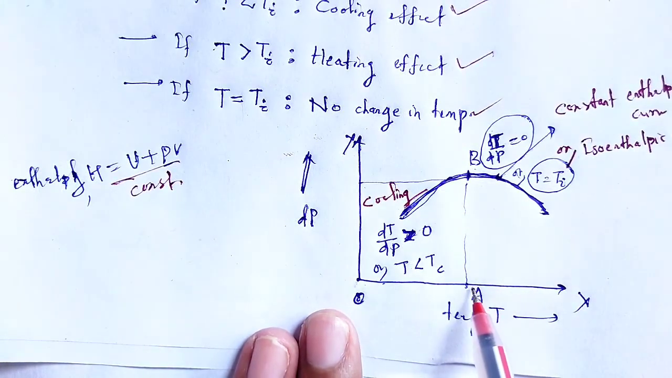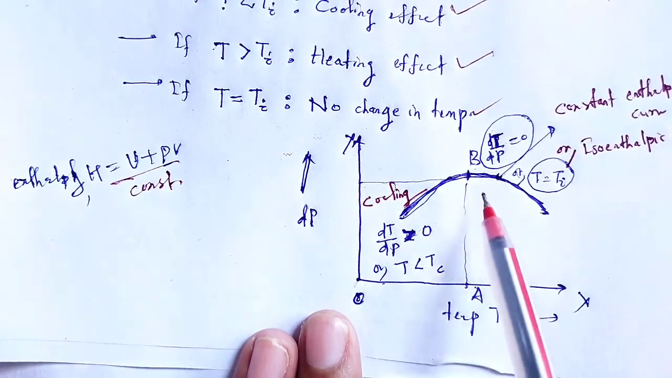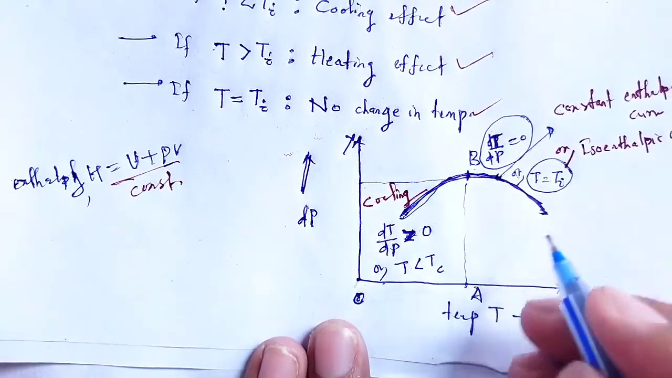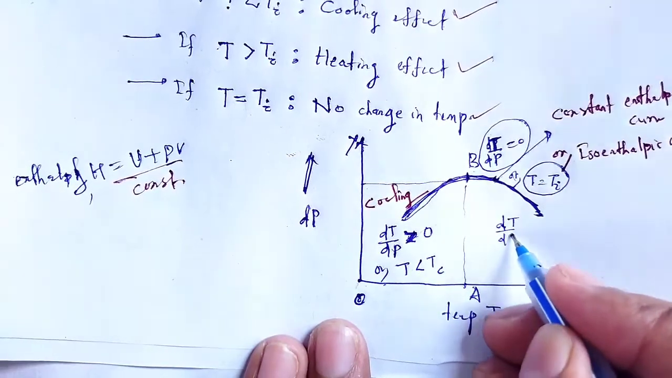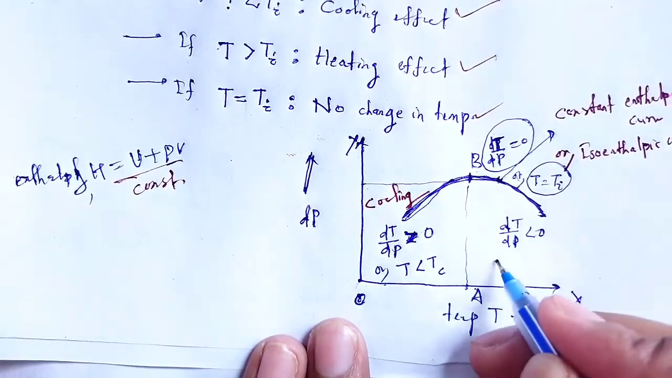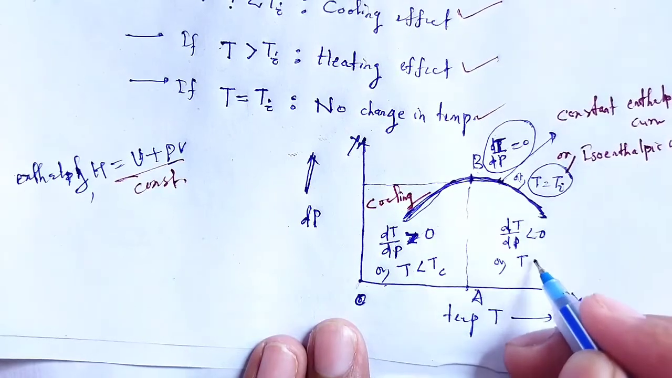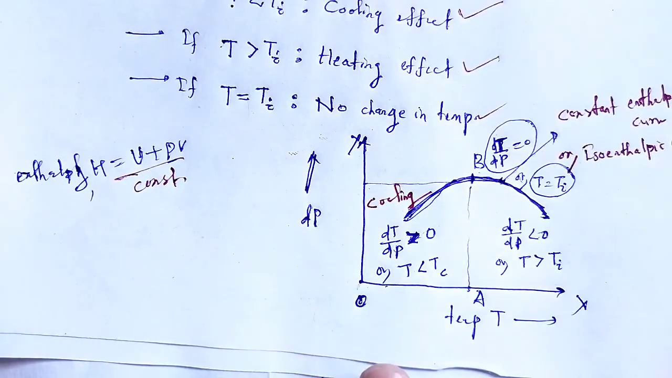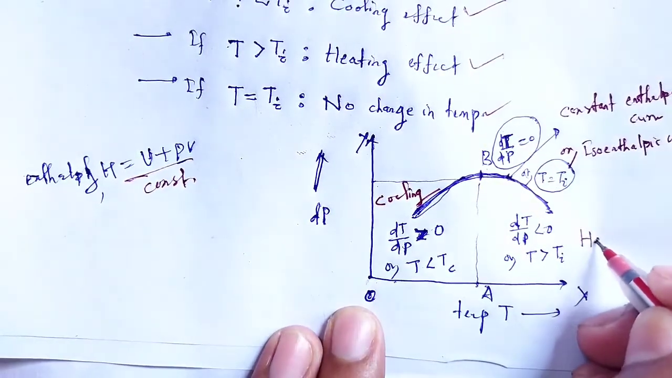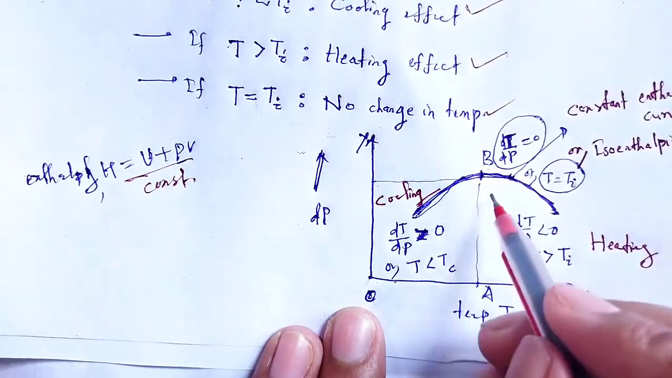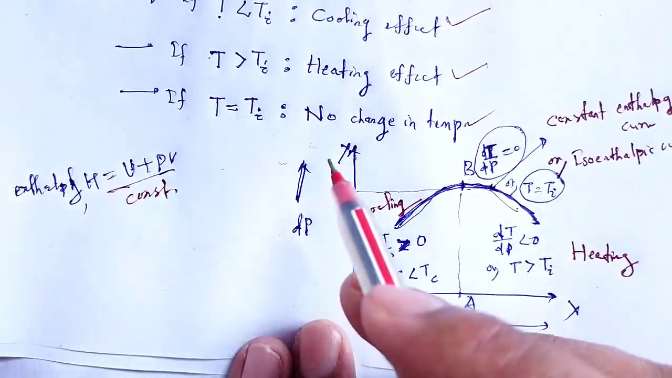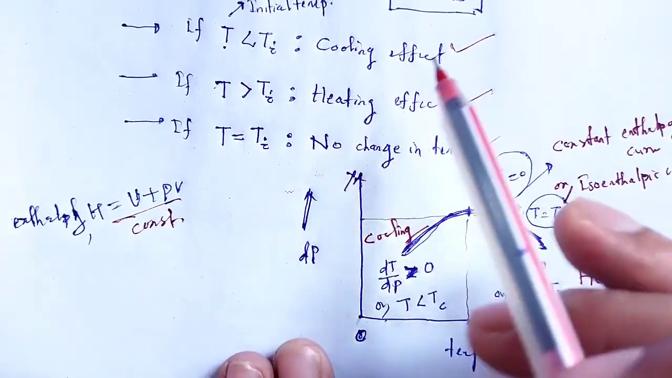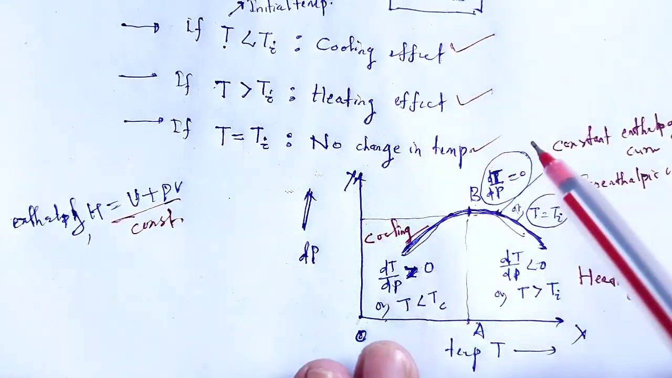The effect is known as cooling effect. Again, at this portion, heating effect is observed. Here dT by dP is less than 0, or initial temperature is greater than temperature of inversion, and that process is known as heating effect. Throughout that particular graph, we can easily conclude how cooling effect, heating effect and no change in temperature are observed.